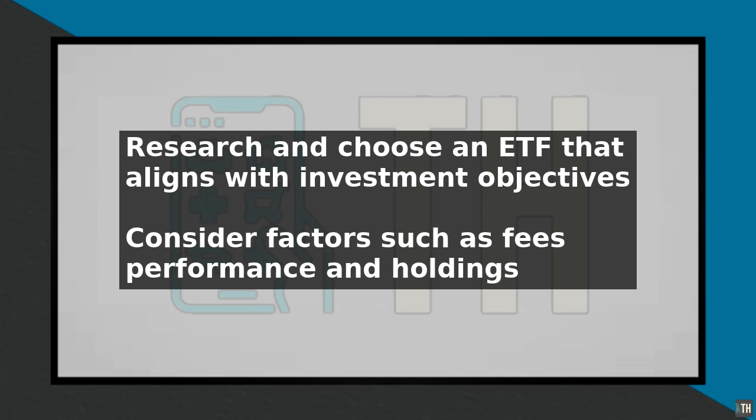Once you have selected an ETF, log into your brokerage account and navigate to the trading platform. Enter the ticker symbol of the ETF you want to buy and select the number of shares you want to purchase. You can also set a specific price at which you want to buy the ETF, known as a limit order. When you are ready to place your order, review the details to ensure everything is correct.